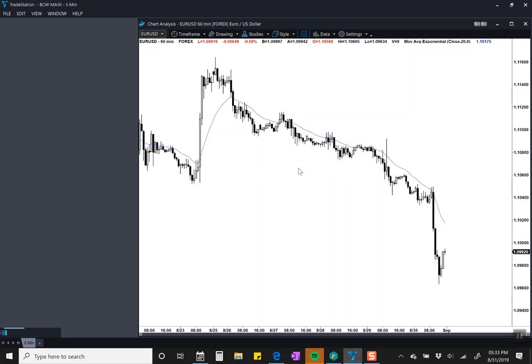Do I think we'll get this? Well, I don't know. I don't think we'll get that. I really don't think we'll get that. I do think that we're gonna have to go sideways for many bars. So I don't think there's a huge rush to buy. I think this is more profit taking.